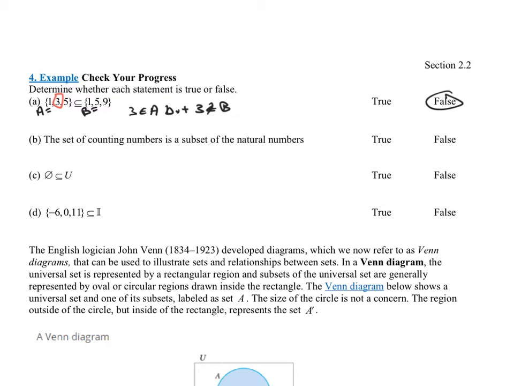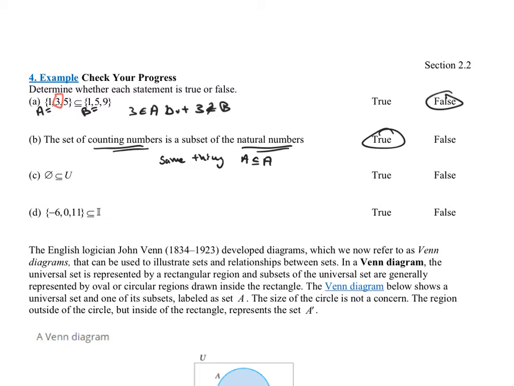Next one, part B, says the set of counting numbers is a subset of the natural numbers. Well, let's think about counting numbers. Counting numbers and natural numbers, those are the same thing. And if we know they're the same thing, we know A is a subset of A for everything, so that has to be true. A set is a subset of itself.